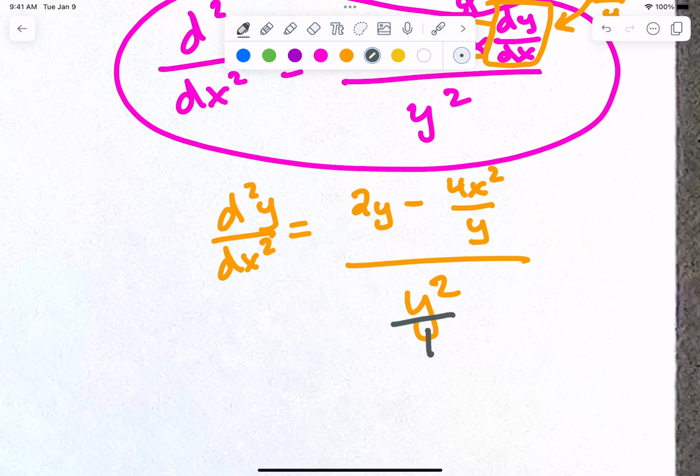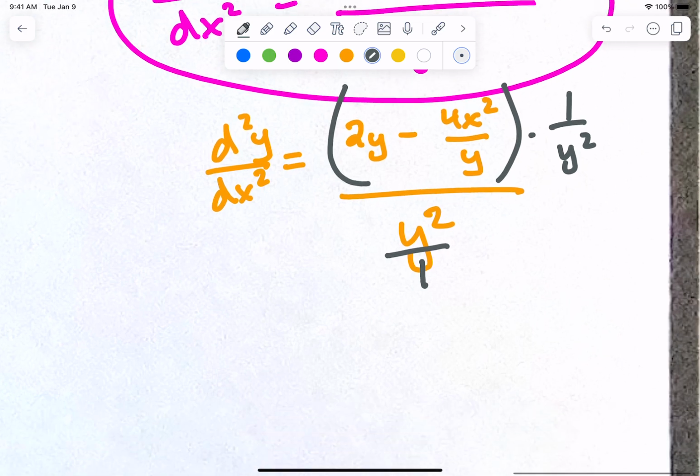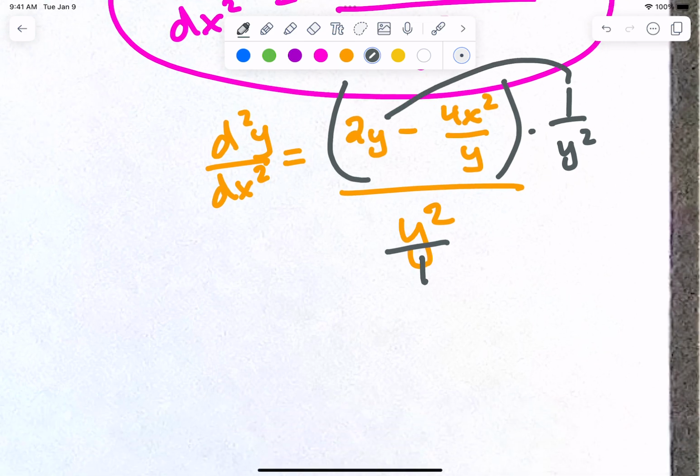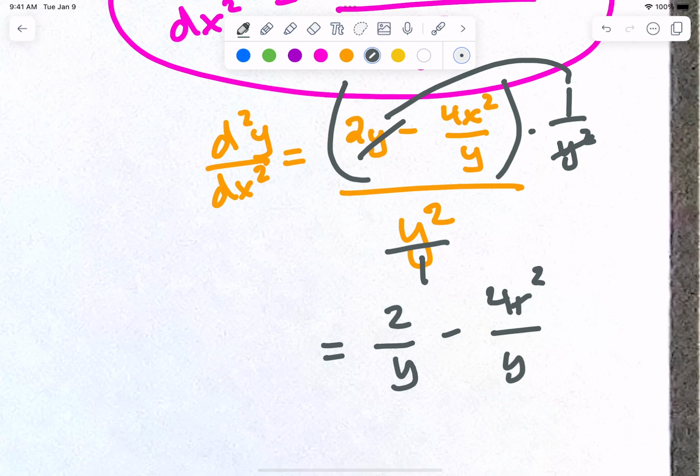This is over y squared, so you could take him times 1 over y squared, right? If you flip him to the top and then distribute him through. So it equals 2 over y, because one of the y's is going to cancel, minus 4x squared over y to the third power. And there he's all better now.